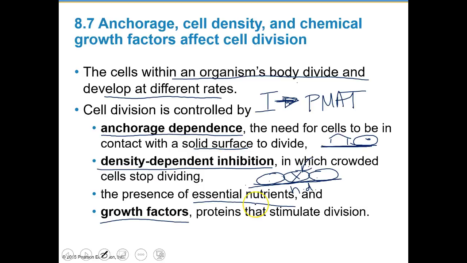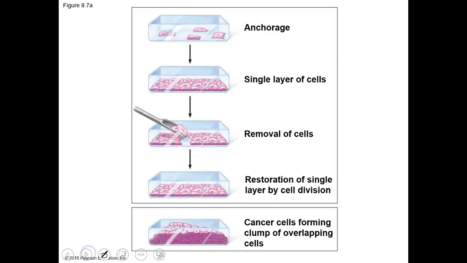If you don't have the right nutrients, they won't divide. Growth factors, certain things stimulate cell division. If those aren't present, it won't divide, or if they are present, sometimes we divide too much.